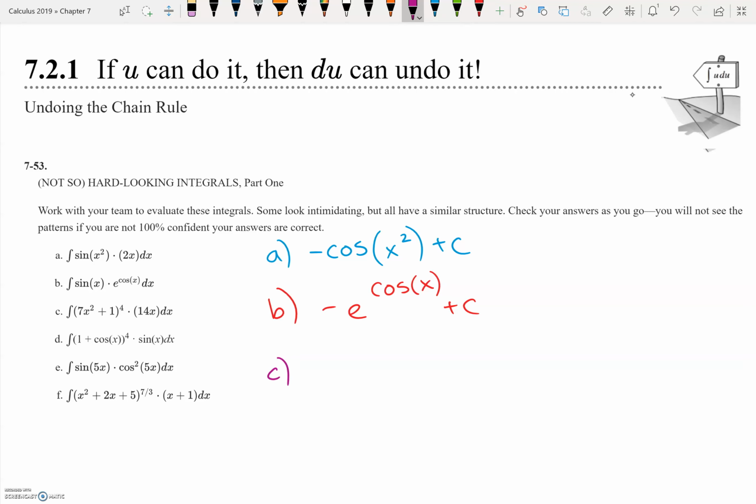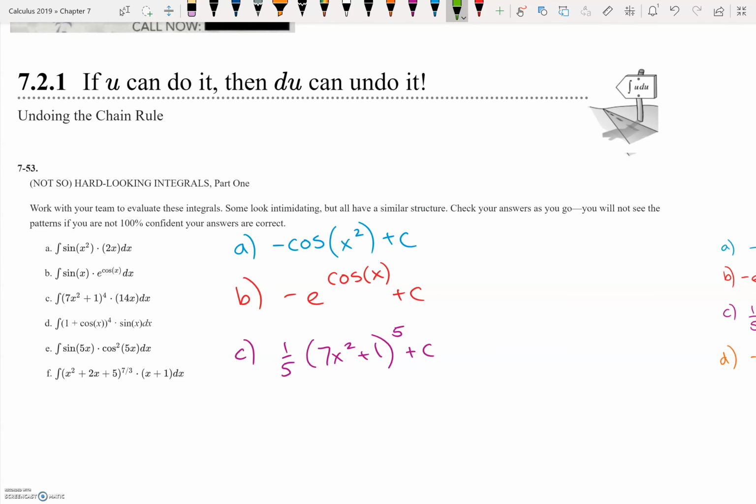So for c, I notice that the derivative of 7x squared is 14x. So if I just start off with 7x squared plus 1, how do I get the fourth power? Well, using the power rule, I have to start one power above, so I need to start off with the fifth. But notice if I took the derivative of 7x squared plus 1 to the fifth, I would get a 5 out in front. I don't have a 5 out in front, which means I need to multiply this by 1/5. And then, of course, plus c.